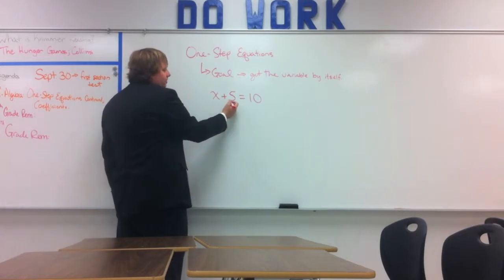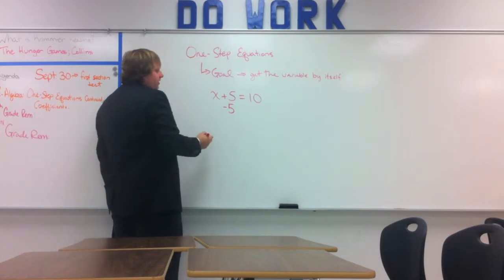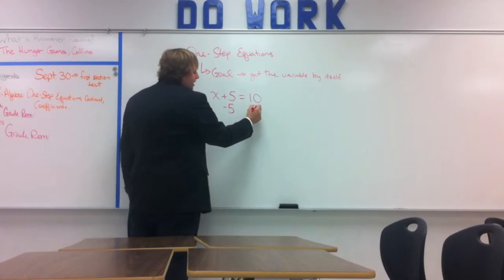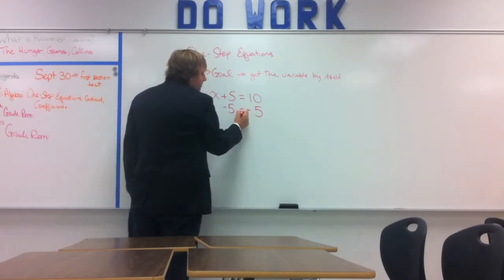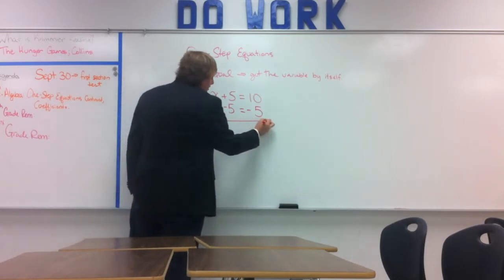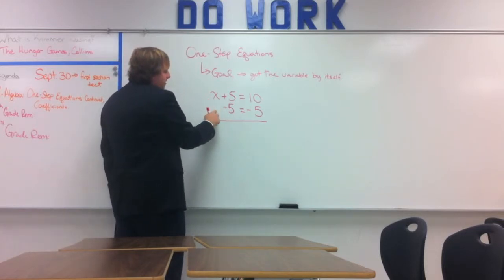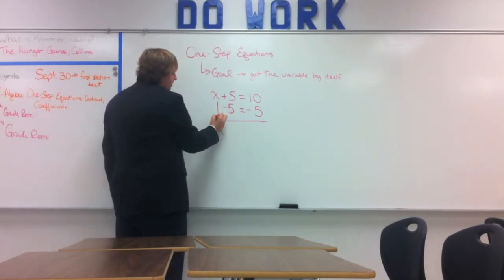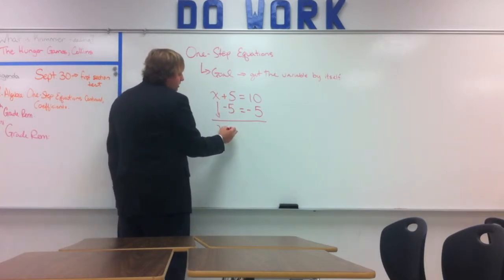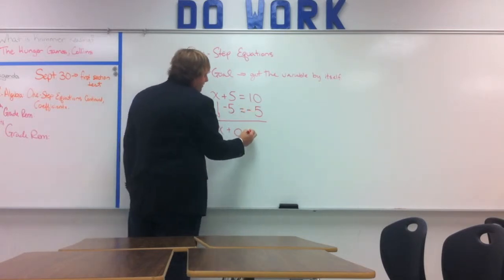Notice, this is x plus 5. If we want to get rid of 5, we subtract 5. And then, whatever we do on this side of the equal sign, we have to do on the other. You can even write an equal sign here: 5 minus 5 equals 5 minus 5. And then just do your subtraction. So x just comes down. Plus 5 minus 5 equals 0, so we can just write plus 0. And then 10 minus 5 equals 5.